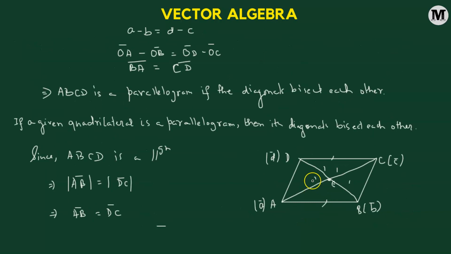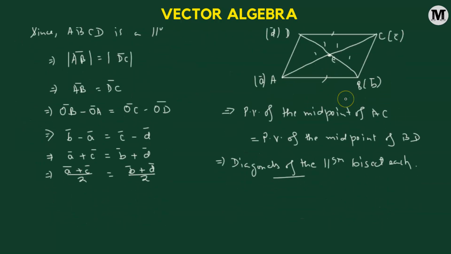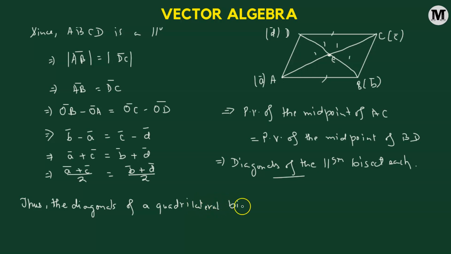Now we can combine the previous statement that ABCD is a parallelogram if the diagonals bisect each other, and the fact that the diagonals of a parallelogram bisect each other. Therefore, finally, we can claim that the diagonals of a quadrilateral bisect each other if and only if the quadrilateral is a parallelogram, hence proved.